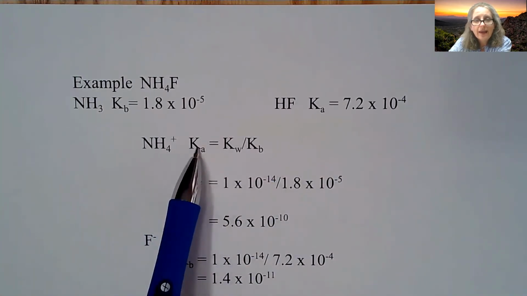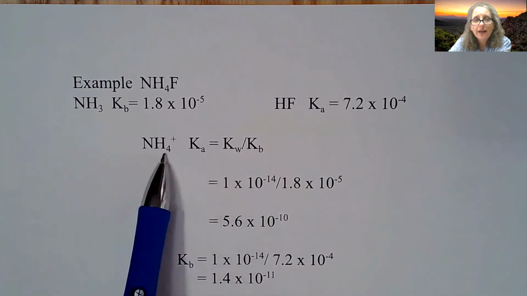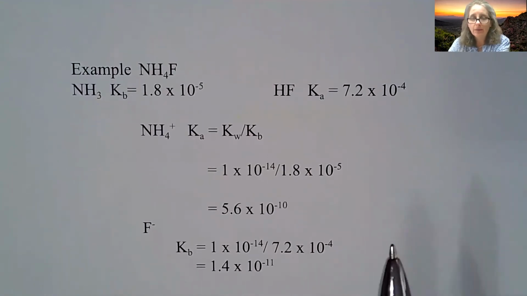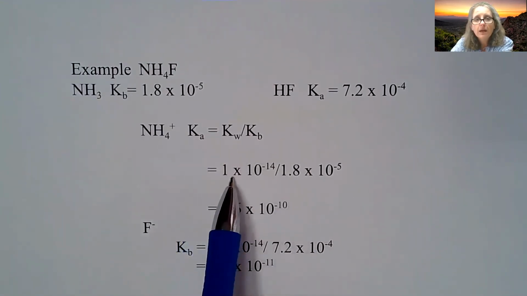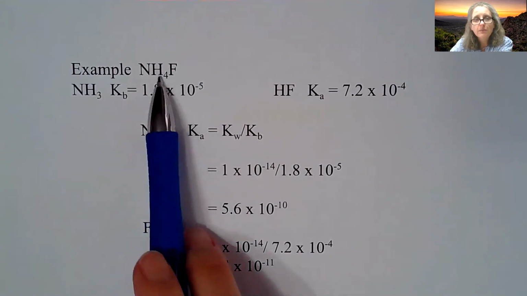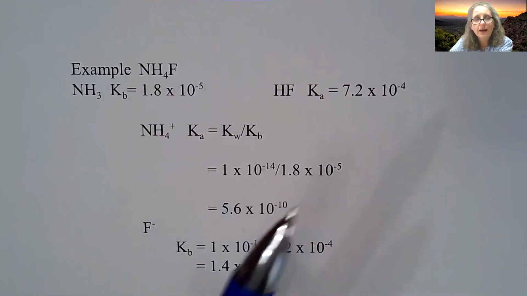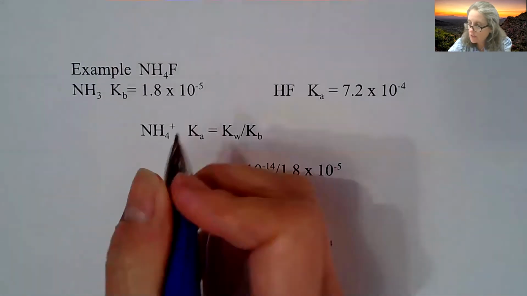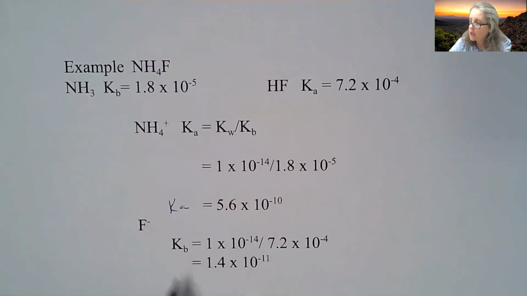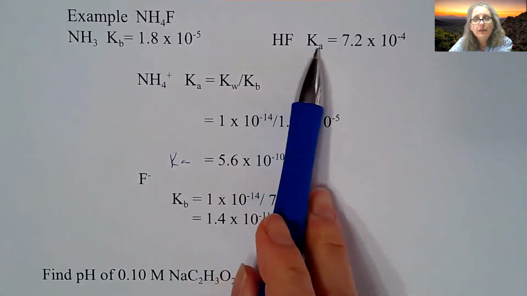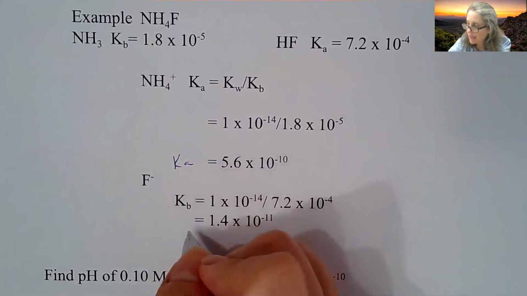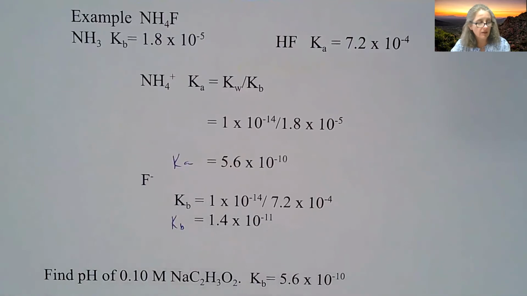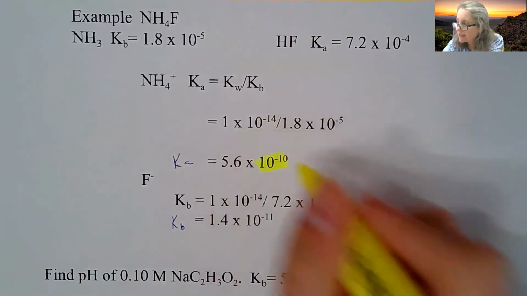Well, we know that Ka times Kb always gives me Kw. So if I need to know NH4 plus, you will get the table, but if you don't get the table on the AP test, this is how you find the other value. If I want to find the Ka of NH4 plus, because that's really what my salt is, I divide my Kb value of NH3 into Kw to find my Ka. So this is my Ka value. What is my F minus? Well, I was given a Ka, so if I divide that into Kw, this is my Kb. So 10 to the negative 10th or 10 to the negative 11th, which is bigger? Well, 10 to the negative 10th is a bigger value.